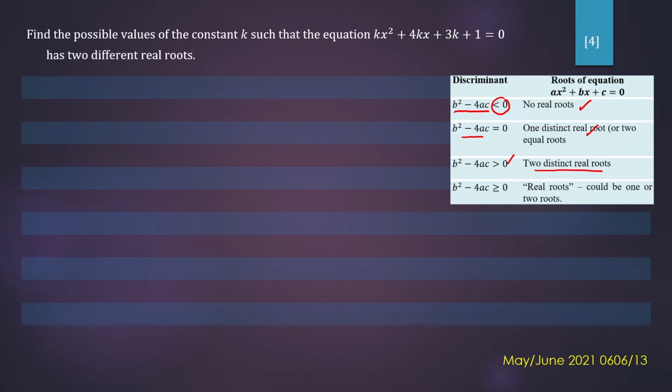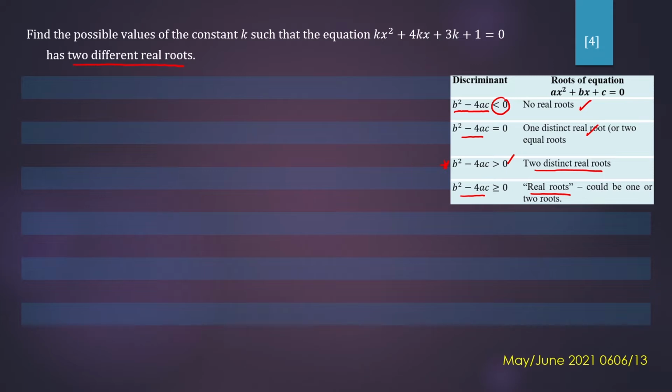And you may have questions where the discriminant may be greater than 0 or equal to 0, and you may see this referred to as real roots. So that could be one root or two roots. When we read our question again, we see it refers to two different real roots. Different being distinct. So we'll be considering the third discriminant here. So let's see how we can use the discriminant to solve this problem.